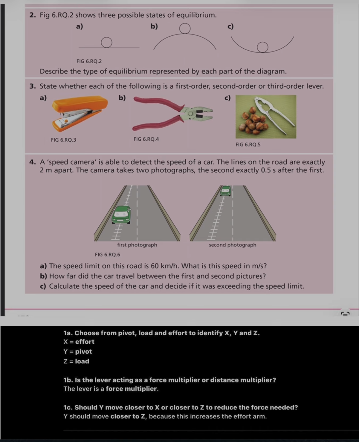3. State whether each object is a first-order, second-order, or third-order lever. A. Stapler, third-order lever. B. Pliers, first-order lever. C. Nutcracker, second-order lever.